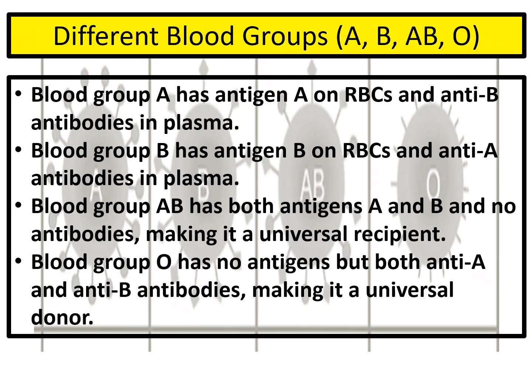Coming to the different blood groups A, B, AB and O. Blood group A has antigen A on the red blood cells and anti-B antibodies in the plasma. Blood group B has antigen B on the red blood cells and anti-A antibodies in the plasma. Universal recipient blood group AB has both antigens A and B and absolutely no antibodies. Whereas universal donor blood group O has no antigens at all, but both anti-A and anti-B antibodies are present.